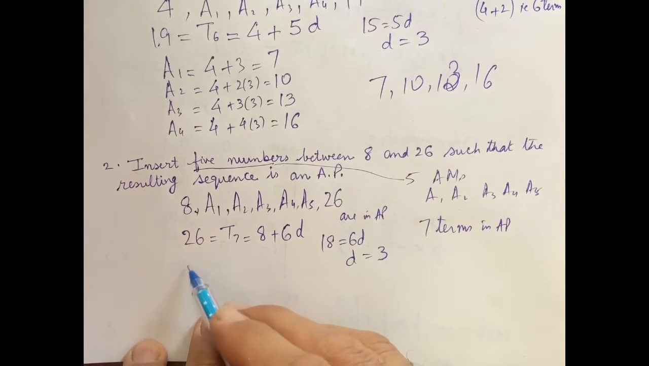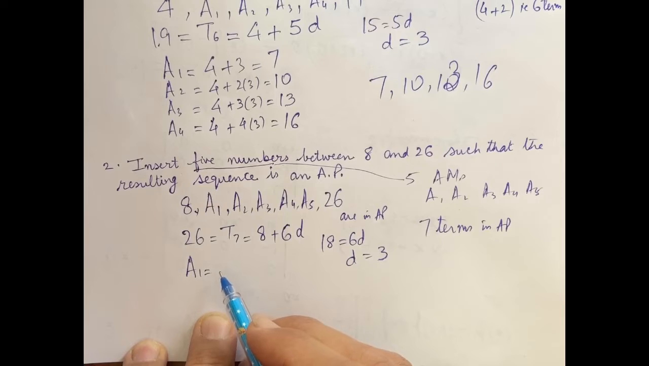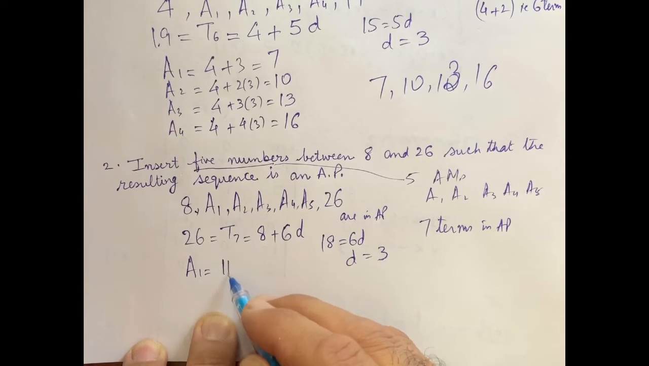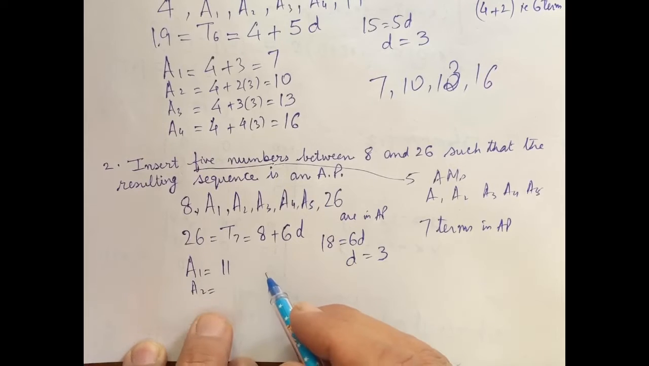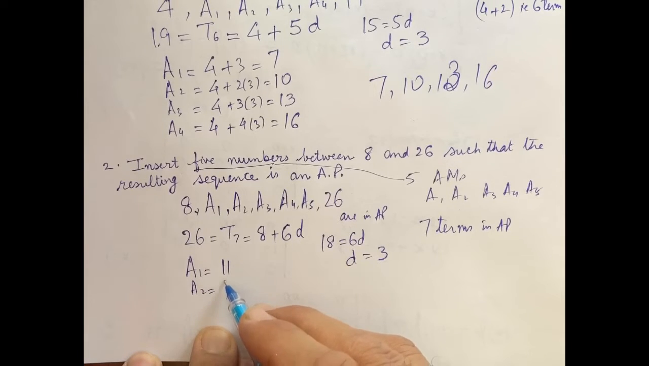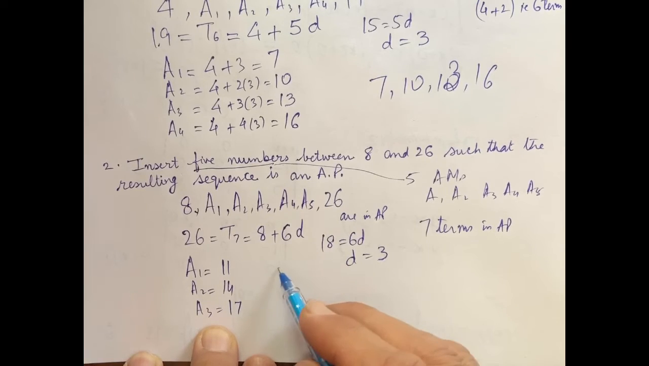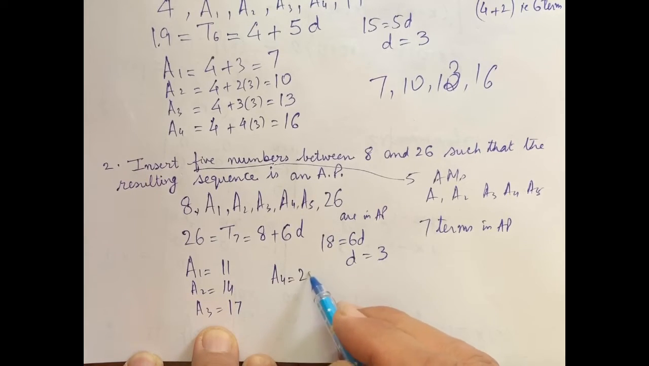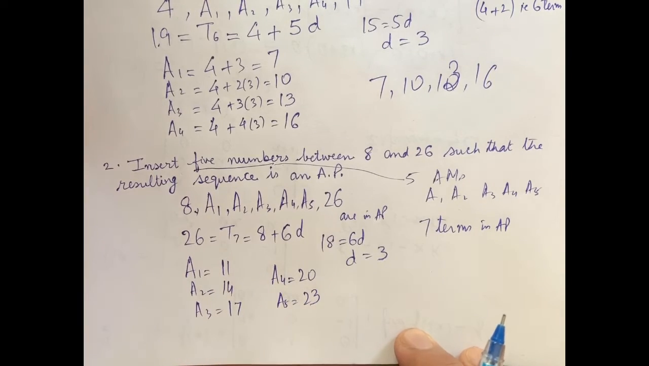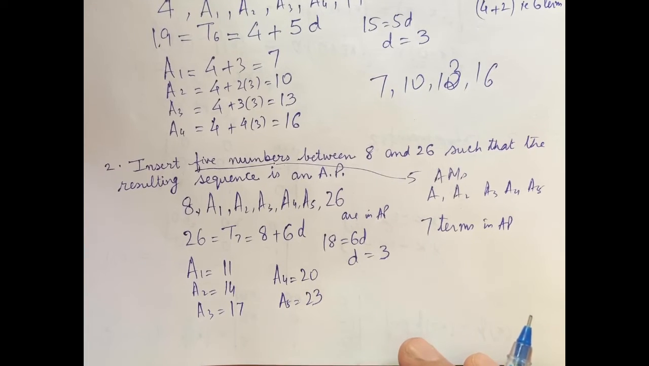So what is the first arithmetic mean, a1? It's 8 plus 3, it's 11. Second arithmetic mean will be 8 plus 2d, that will be 14. Next will be 17, and a4, that will be 20, and fifth is 23. So these are the 5 numbers between 8 and 26 such that the resulting sequence is an AP.